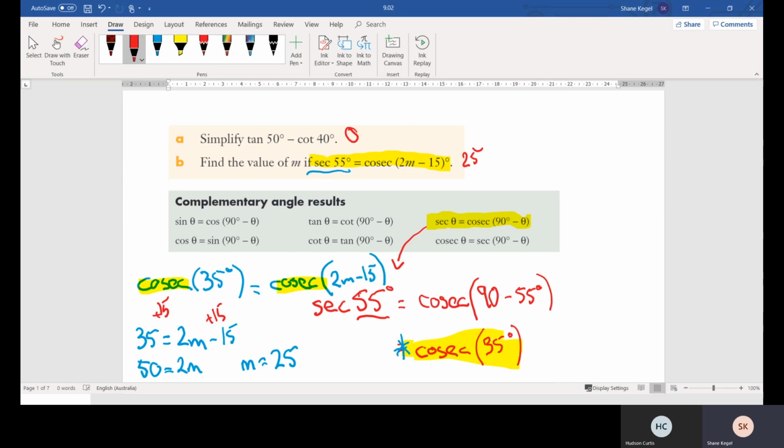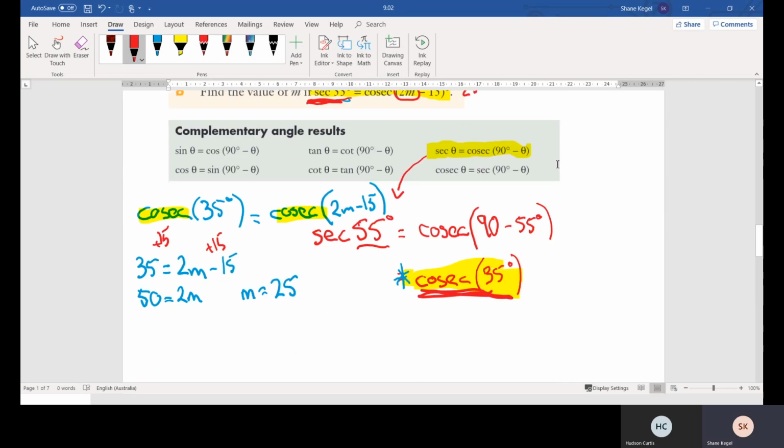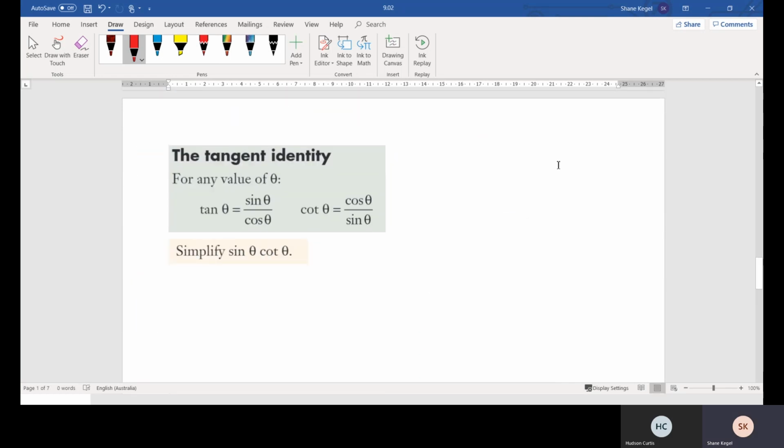I could also check that this is correct, because 2 times 25 gives 50. 50 minus 15 gives me 35. So cosec 35 equals, and we found out that sec 55 equals cosec 35. So yes, it does check out, which means we must be right. Okay, moving on to our next.